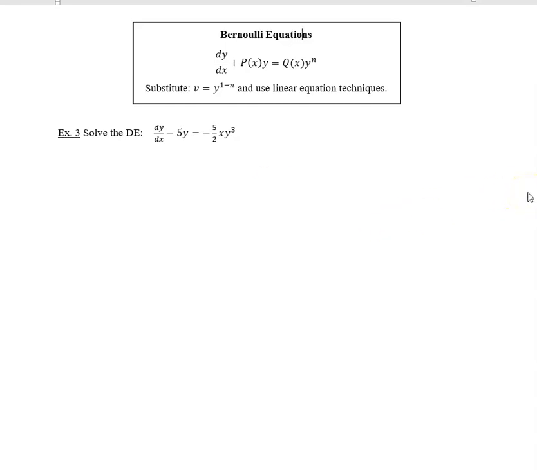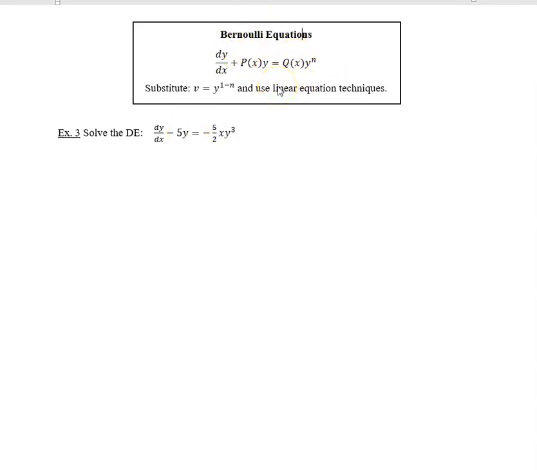Sorry to go a little over today, but I do want to make sure you see these 3 examples for tomorrow's class. I got one more substitution here that I want to show you, and this is on equations that are called Bernoulli equations. So Bernoulli equations are going to show up in this form.